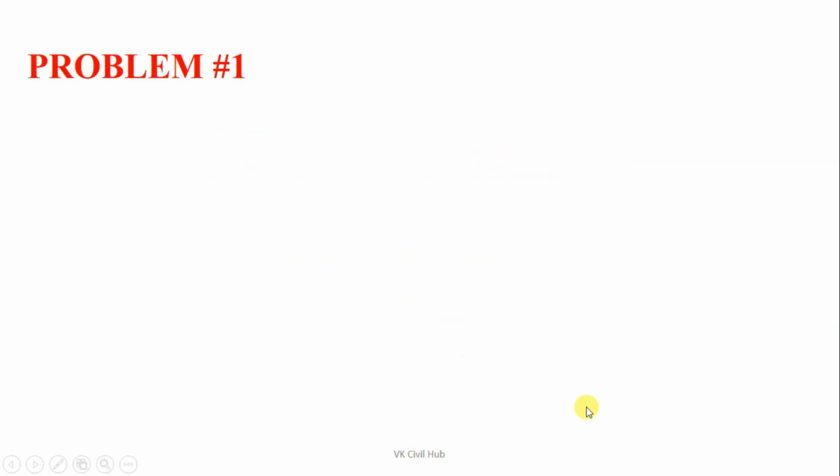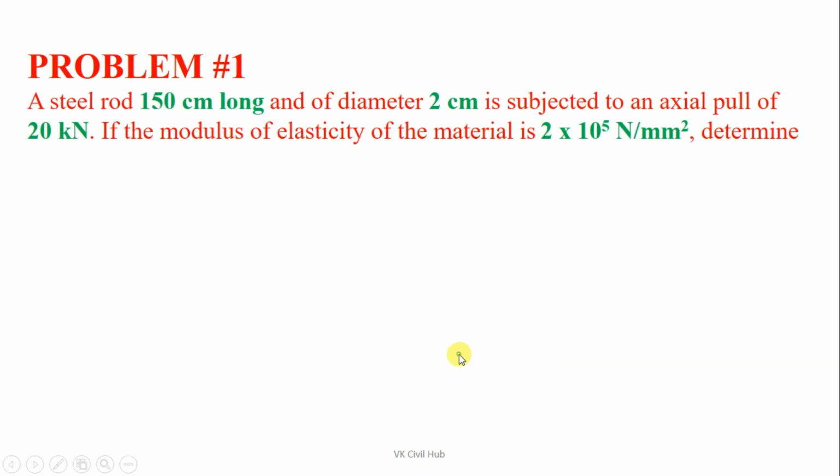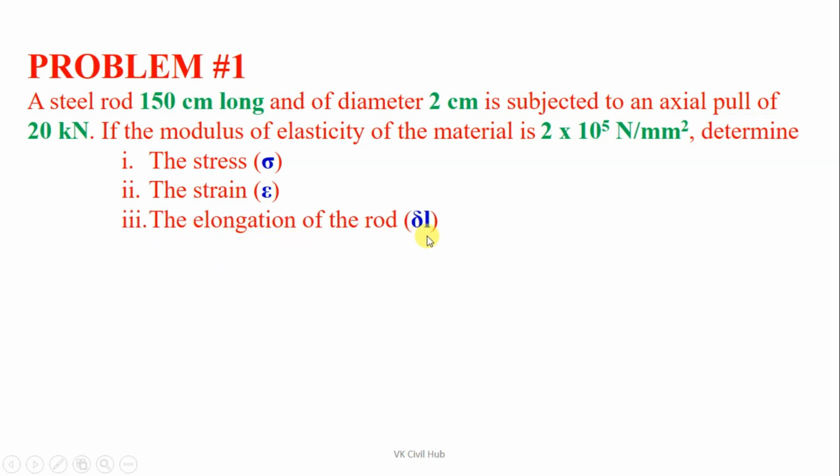The first problem goes like this. A steel rod 150 cm long and of diameter 2 cm is subjected to an axial pull of 20 kN. If the modulus of elasticity of the material is 2 into 10 power 5 Newton per mm square, determine the stress sigma, the strain E, and the elongation of the rod delta L.